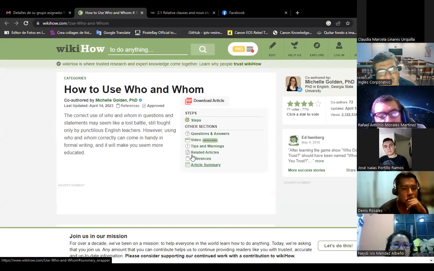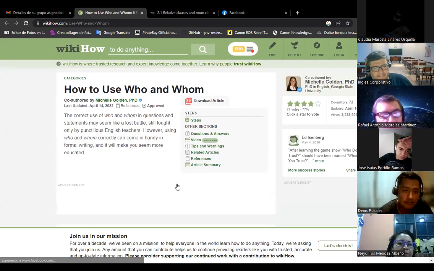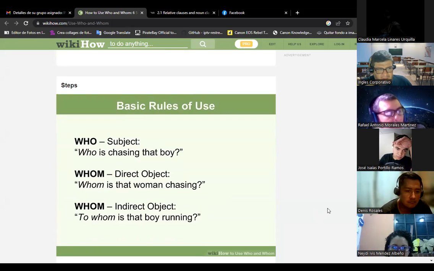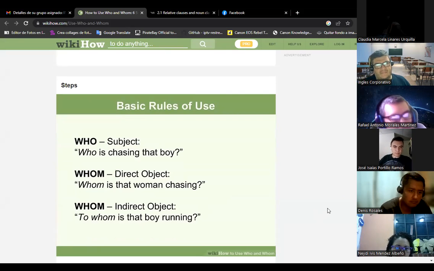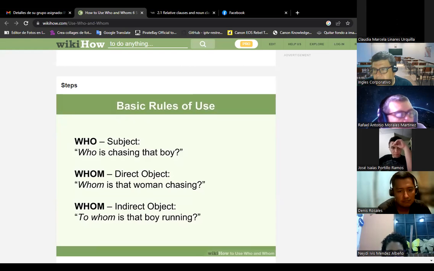Okay, look. How to use who and whom. Do you see my page, class? Yes. Okay. Basic rules. I love basic rules. I like every basic explanation because if I explain to you in a complicated way, it's more difficult. So if you understand the basics, it's like when you drive, first gear is the most important. And then if you can do first gear, then go second, third, fourth. Well, but now everything's automatic. But okay.